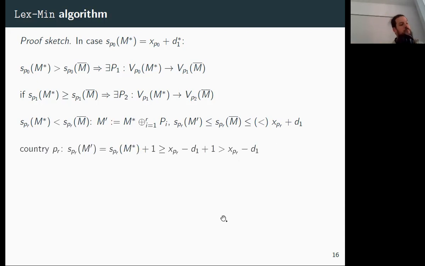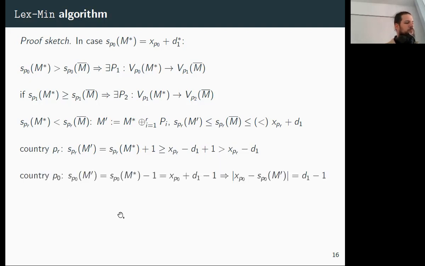What we also know is how the lax-min matching and M dash treats country PR. It's exactly one difference. So we also have a lower bound. And we also know how they behave on country P0. We're not only finding a bound for that, but we know that exactly. This M dash matching is also a maximum matching. It is also closer to our output M over line than M star. So at this point, all we have to prove is that M dash is lexicographically minimal, and we get the contradiction we are looking for.